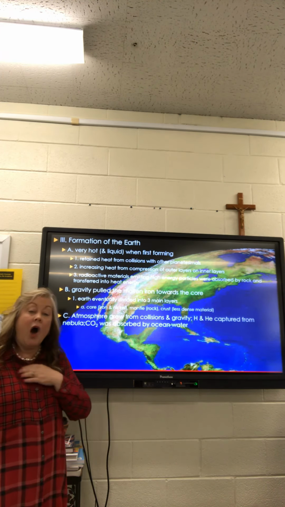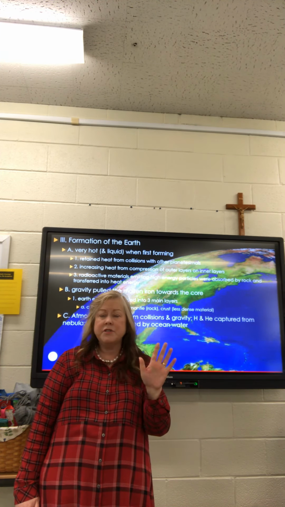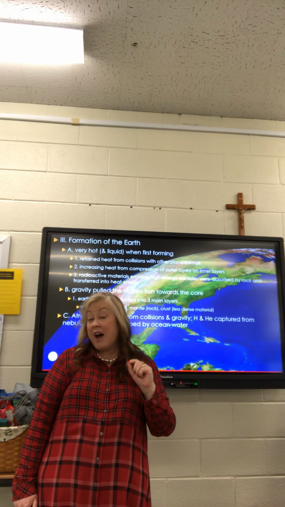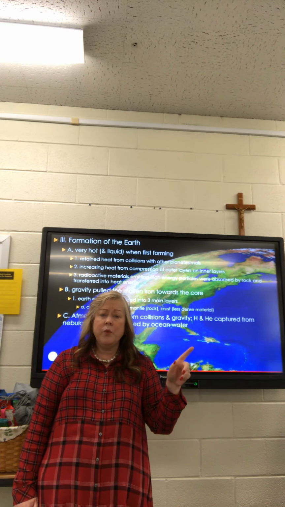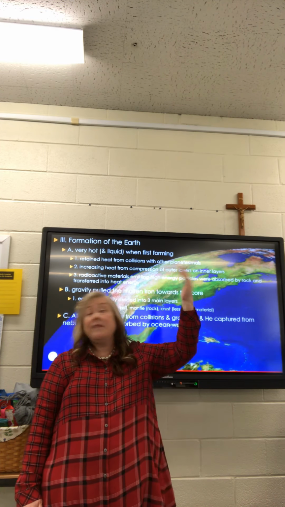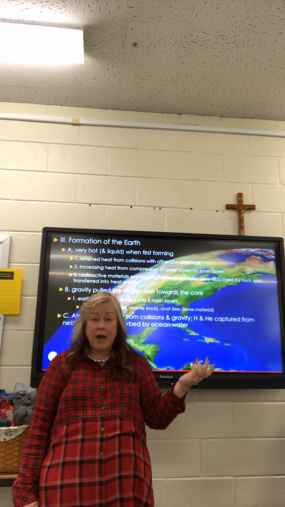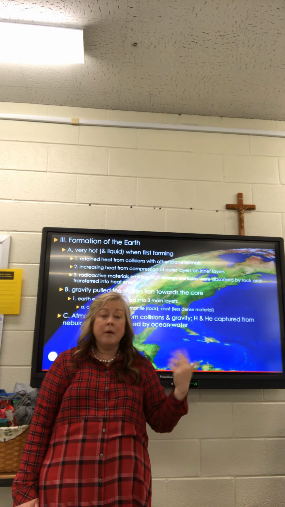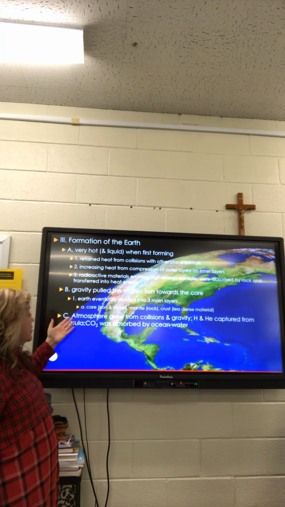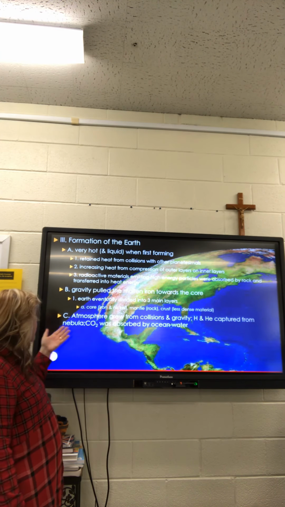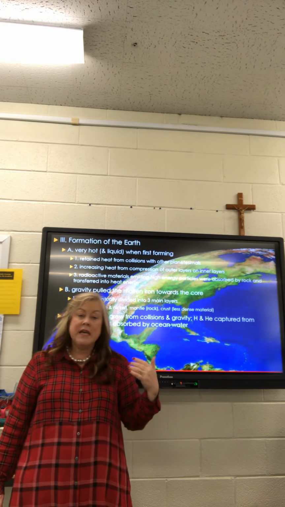We have an atmosphere. All planets have hydrogen and helium gases in the atmosphere. But the Earth has enough oxygen in its atmosphere to sustain life. A couple chapters ago, we learned that the Earth's atmosphere is like 78% nitrogen, 21% oxygen, 1% argon, helium, carbon dioxide, etc. The atmosphere grew from collisions and gravity. The hydrogen and helium was captured from that nebula. Carbon dioxide was then absorbed by the ocean waters.